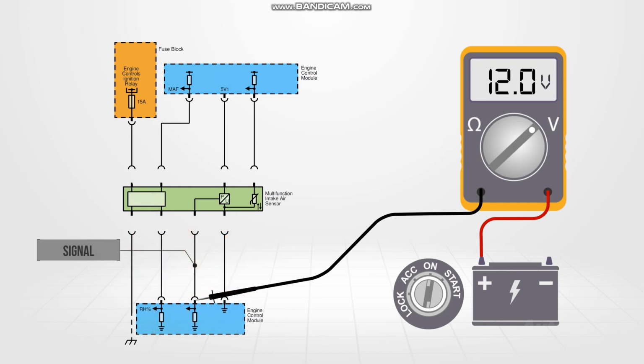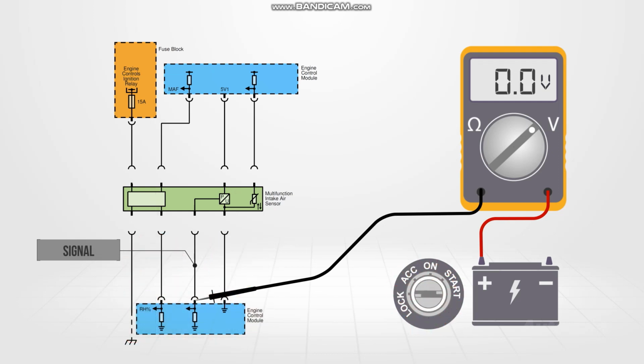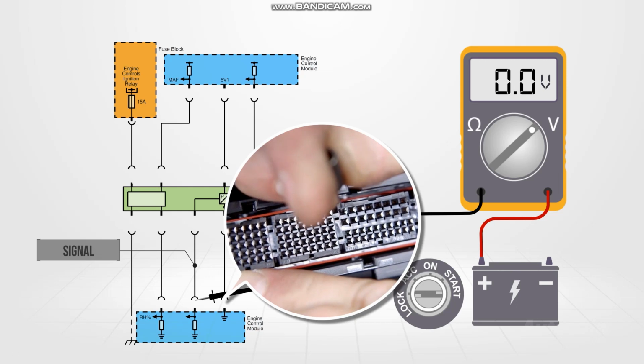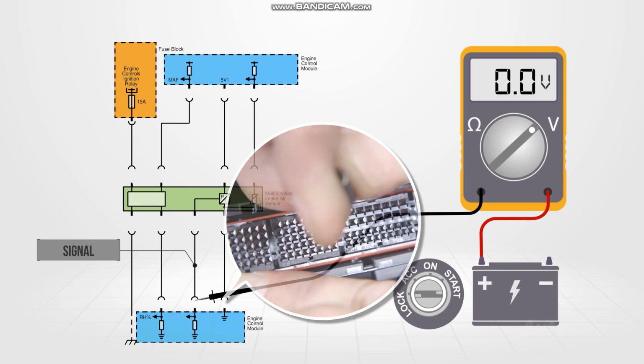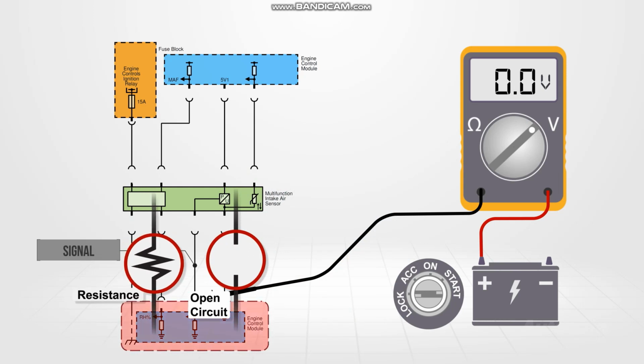However, if the correct voltage still isn't seen, then the open or resistance may be in the ECM connector or ECM. Turn the ignition off and inspect the connector for correct terminal tension and corrosion. If this is okay, the open or excess resistance must be within the ECM.